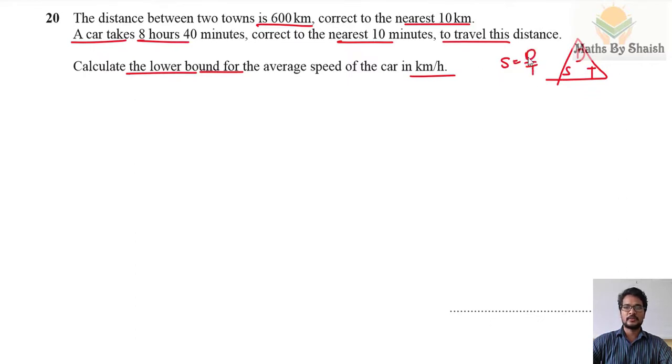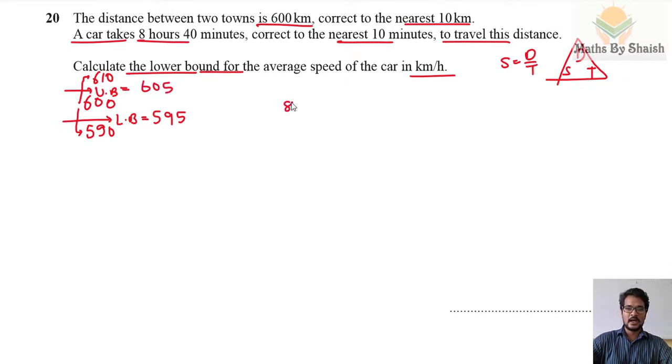So first of all, let's talk about distance. What is distance and what is time? Because it is given, it is correct to 10 kilometers and correct to 10 minutes. So for 600 kilometers, correct to the nearest 10 kilometers means going up by 10 it is 610 kilometers, and going down by 10 kilometers it is 590 kilometers. So the lower bound would come in between this, and the upper bound will come in between this. So the lower bound, the number between 590 and 600, is 595, and the upper bound, the number between 600 and 610, is 605.